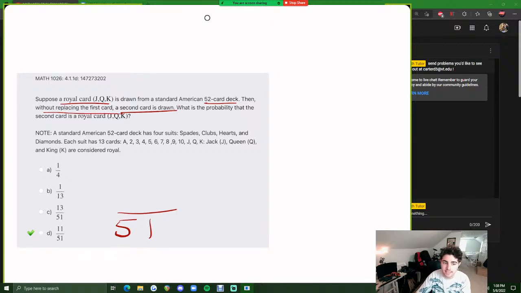Now keep in mind, you've already taken one of the jack, queen, or kings from the deck, of which originally there were 12 total, or 12 royal cards. So there's a jack, queen, or king per suit, and there are 4 suits, so 3 times 4 gives us 12 originally, but you've taken one away from that 12. So really, once you've already taken one, all that's left to choose from is 11 royal cards from the total remaining 51 cards, and that's all they're looking for.